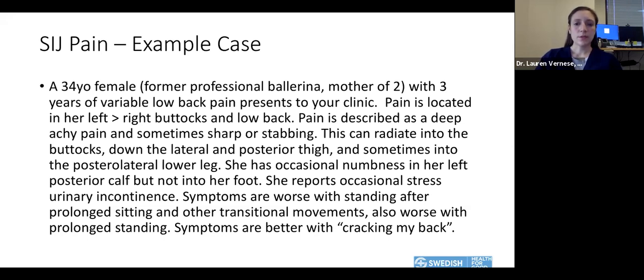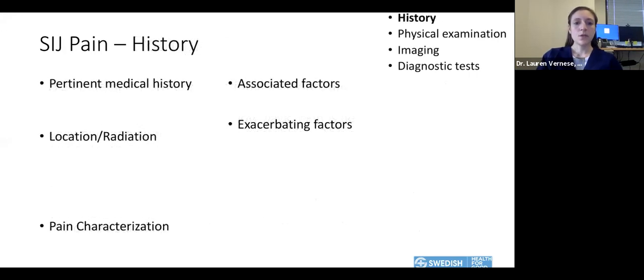Symptoms seem to be worse after standing from prolonged sitting and other transitional movements, and also with prolonged standing. She says symptoms are better with cracking her back. So this is a very typical patient I might see in my practice that I am now thinking is more sacroiliac joint rather than maybe a lumbar facet or a disc herniation. So what components am I looking for when I'm taking the history?